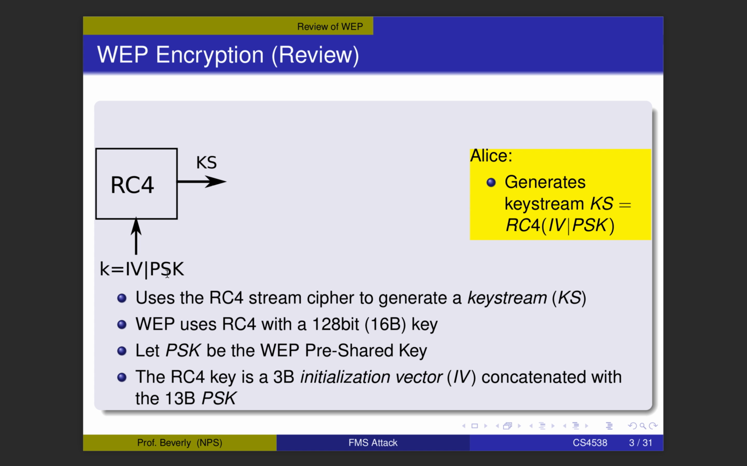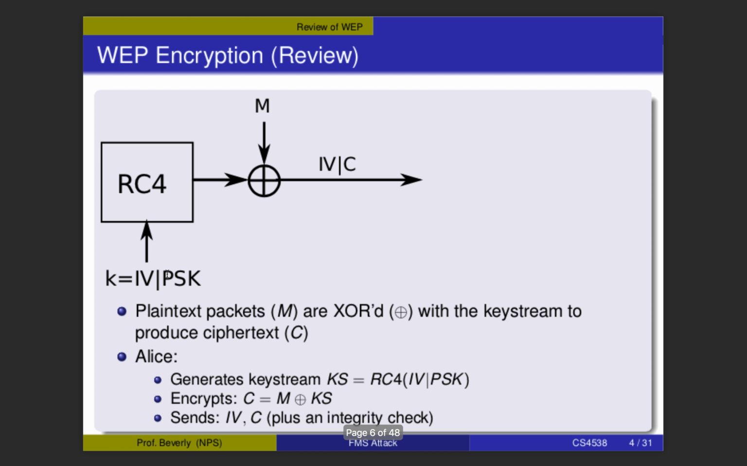Thus, Alice, if she wishes to send an encrypted packet using WEP, first generates the key stream by running RC4 using the key that consists of the IV and the PSK. Now, to do the encryption, because it's a stream cipher, the key stream is simply XORed with the message, byte by byte. This produces the ciphertext C. So again, Alice generates the key stream. To encrypt it, she simply XORs the key stream with the message and then sends the ciphertext to Bob. In addition to the ciphertext, Alice must send the IV.